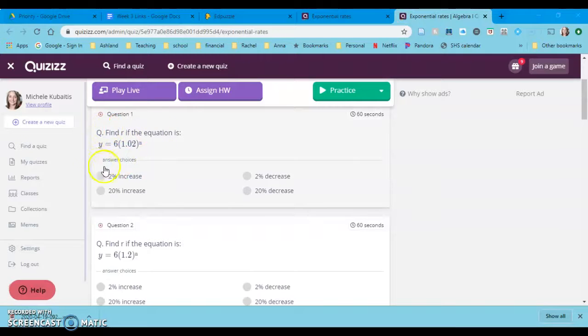So let's look at this first question here. It says find R if the equation is y equals 6 times 1.02 raised to the n power. And you notice you have to pay attention if things are increases or decreases. First of all, you know it's an increase because what you're multiplying by is a number greater than 1. So something's been added to 1. So you know it's an increase. But is it 2% or 20%? Let's make sure we know how to find out.